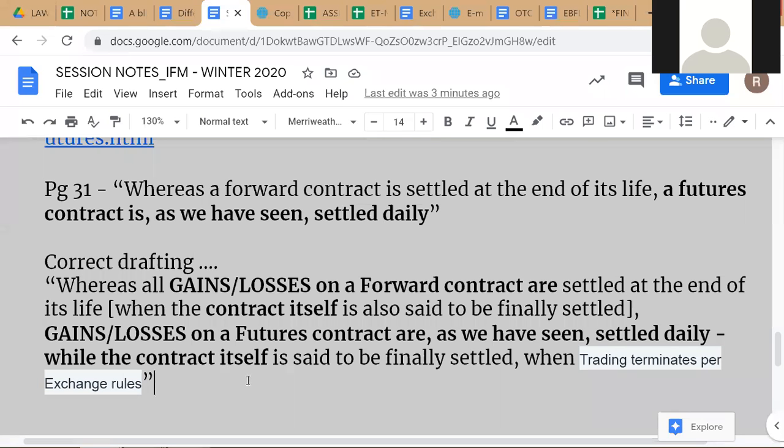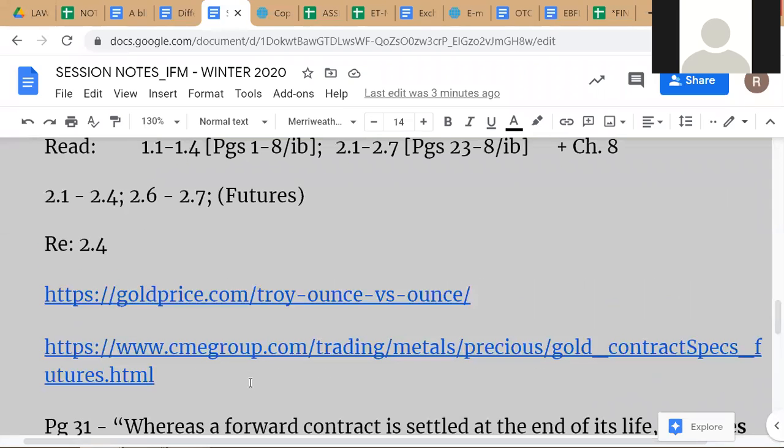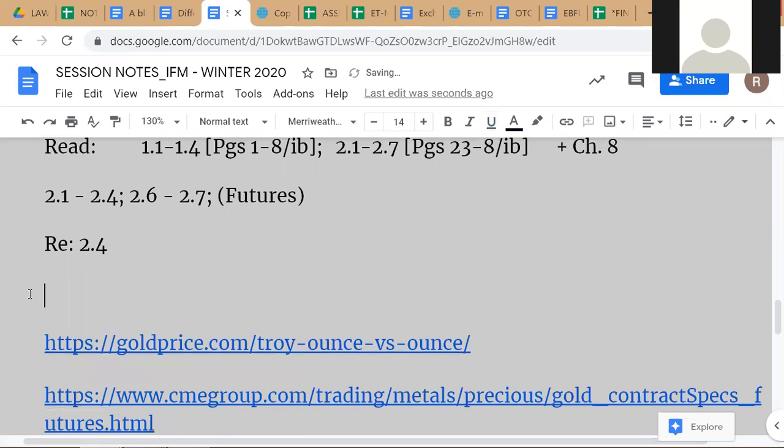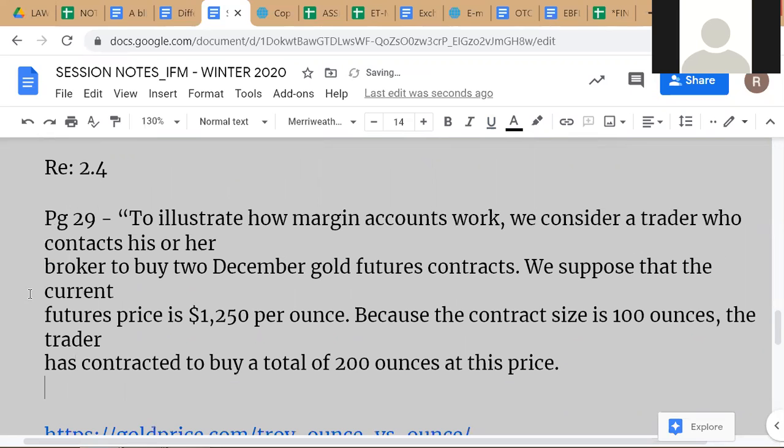So the other point I want to make under session notes, yeah, let me make this point over here. This is a quote from the book. Okay.